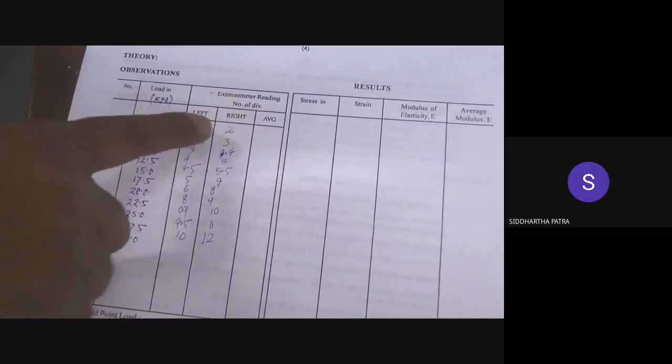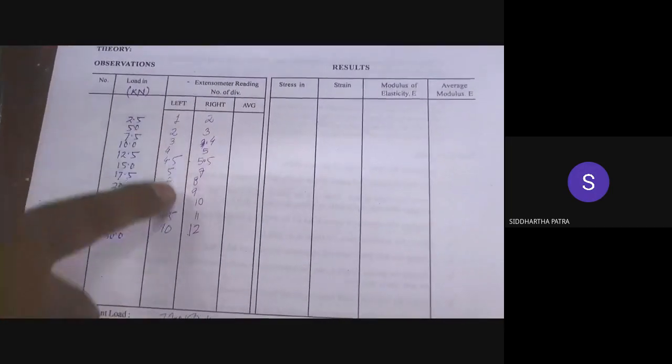So there are two columns. In one of them we have noted down the left dial of the extensometer, on the other one the right dial, and this way we got the elongations within the elastic limit.